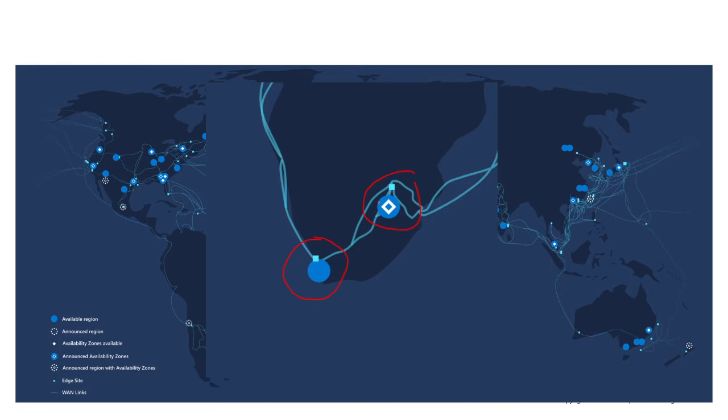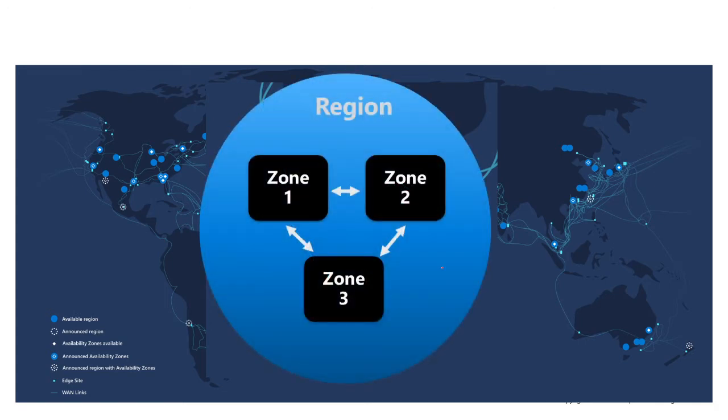But you will notice that South Africa West and South Africa North are paired. And what that means is if South Africa North goes down, certain services in South Africa West will still be up and running and available for us to use. What happens inside of one of these regions? It's quite straightforward. We start with one zone, and all the resources that require one zone will be able to get deployed in that new region.